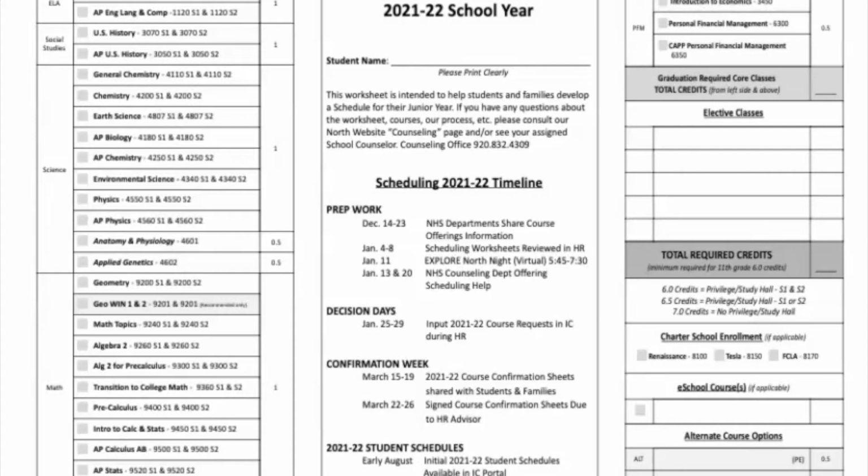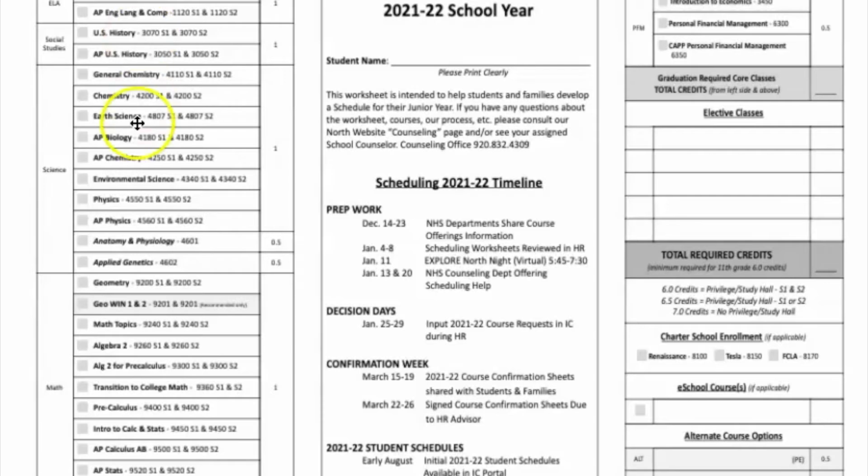parts of it. The hope is if the students and their families do the legwork on the front end, they look at this worksheet, they fill it out, they make the decisions, that then at the end of the month, when they're entering their actual class requests in Infinite Campus, that's more of a formality because they've done all of the work here. So just looking at it really briefly, it's basically divided into two parts.